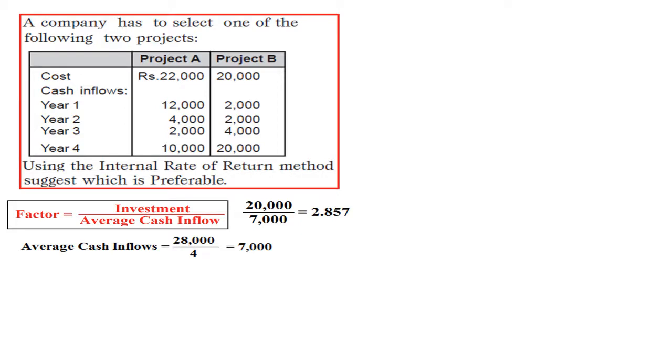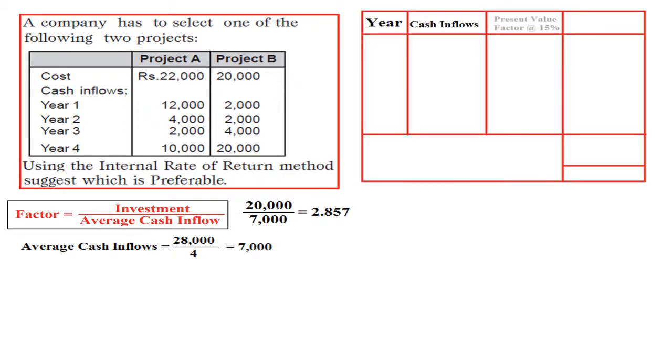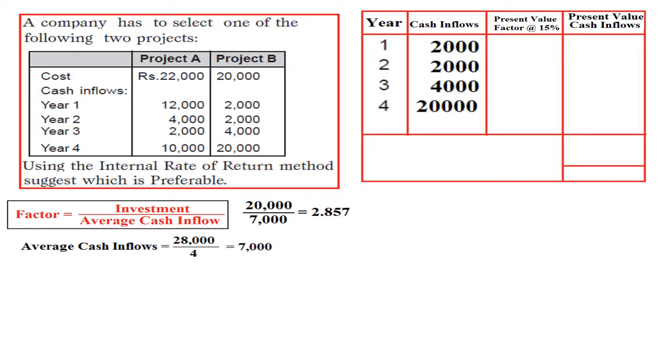I require 2 NPVs. One should be positive, another one should be negative. So first I will calculate NPV at 15%. I am choosing randomly; I have selected 15%. So the present value of cash inflows: years 1, 2, 3, 4, cash inflows 2000, 2000, 4000 and 20,000. Then the present value factors at 15%: 0.870, 0.756, 0.657, 0.572. These factors can be taken from the present value table, or you can apply the formula and find the answer.